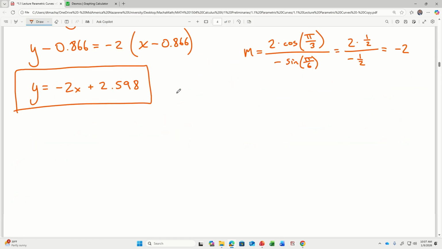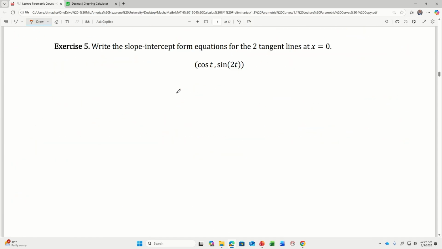All right. This says, write the slope-intercept form equations for the two tangent lines that appear at x equals 0. So there's not just one tangent line, because this isn't a function, this is a parametric curve. There's actually two different tangent lines here.